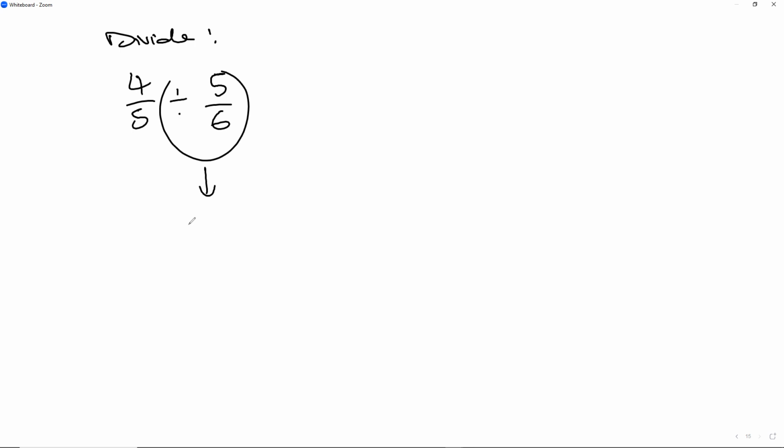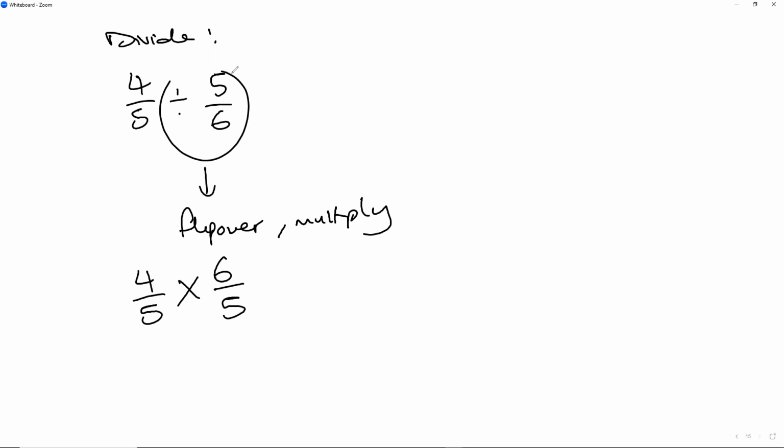When I'm dividing fractions, I have to use the flip and times method. So if I've got 4 over 5 divided by 5 over 6, and I divide fractions, I take the second fraction and I flip it over. So 4 over 5, and 5 over 6 becomes 6 over 5. After I flip it over, I change it into multiply. So you can see these two numbers flipped over, and multiply.